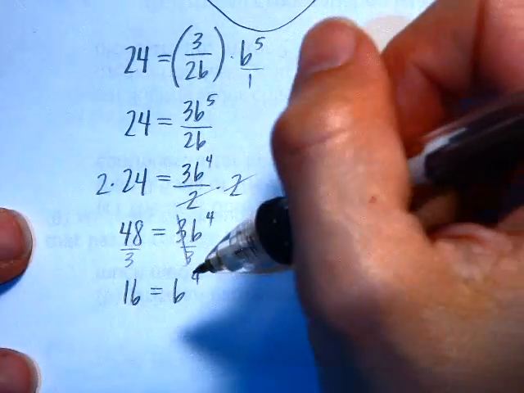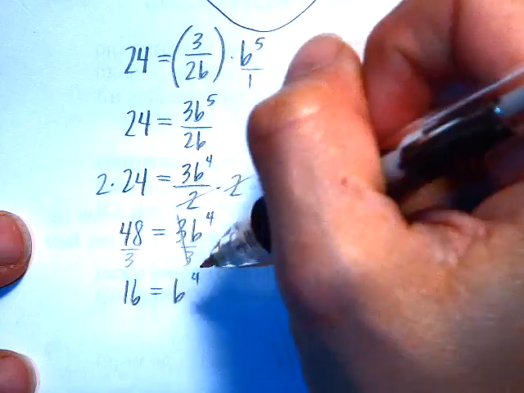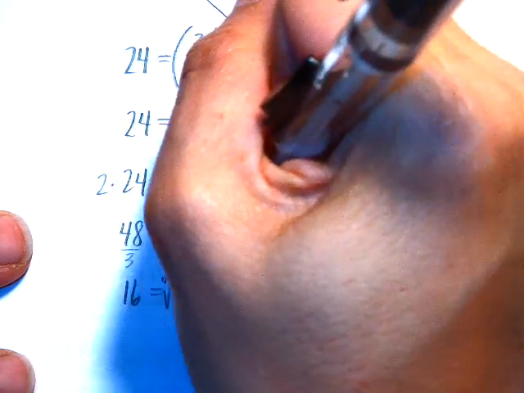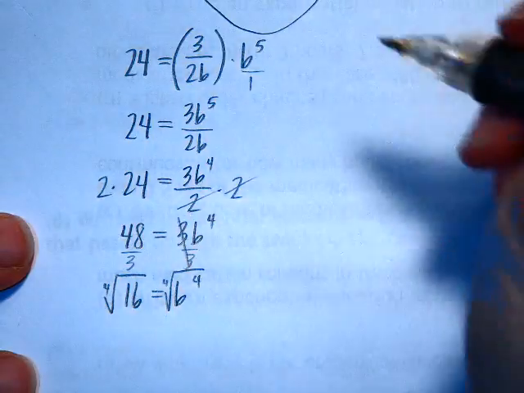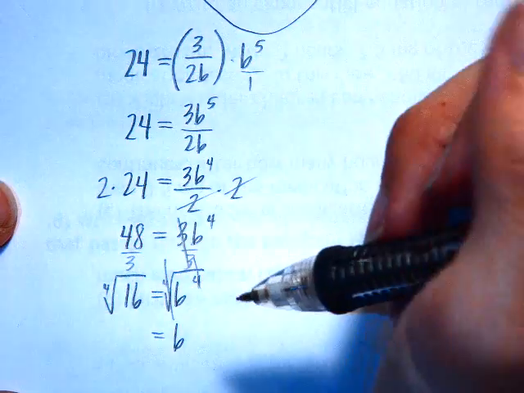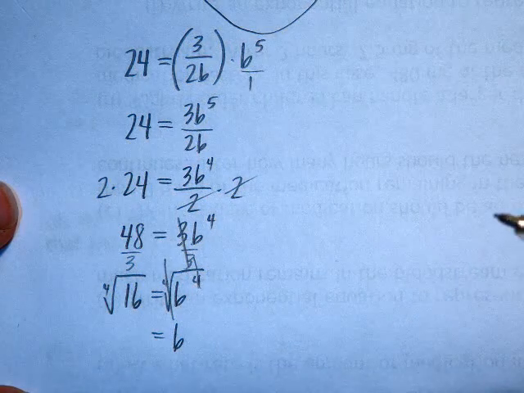And then I can say, just like I did in the previous example, I need to get rid of a power of 4, so I'll use a 4th root on both sides to get rid of it. The 4th root cancels the 4th power, so b is by itself, and the 4th root of 16 is something times itself 4 times that gives us 16 as an answer.